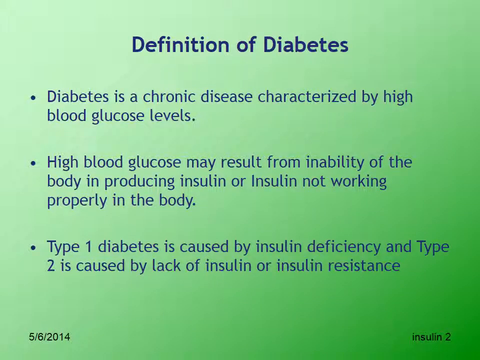Diabetes is a chronic disease characterized by high blood glucose levels. High blood glucose may result from the inability of the body to produce insulin from the pancreas, or insulin not working properly in the body. Type 1 diabetes is caused by insulin deficiency, and type 2 is caused by lack of insulin or insulin resistance.